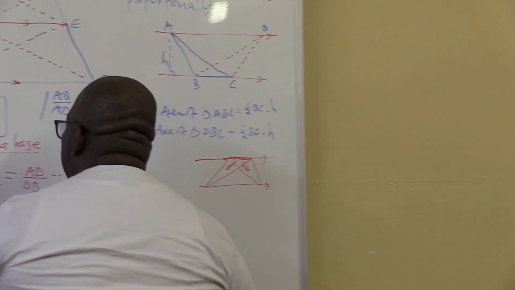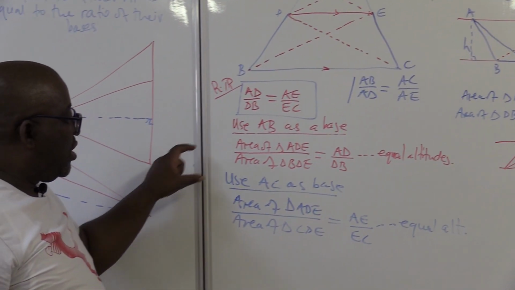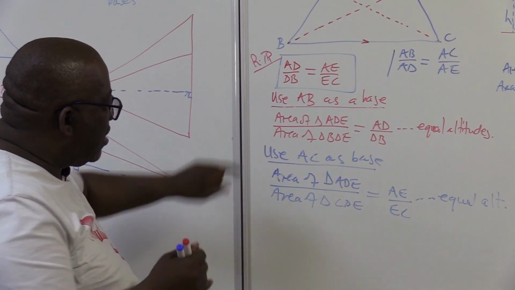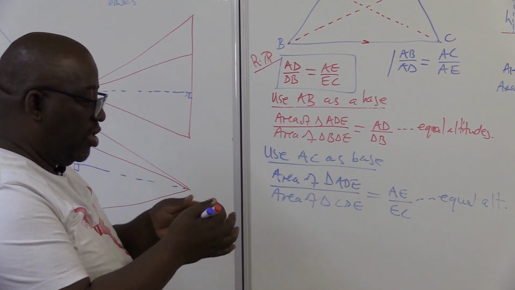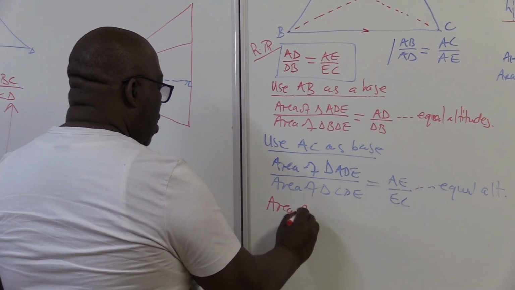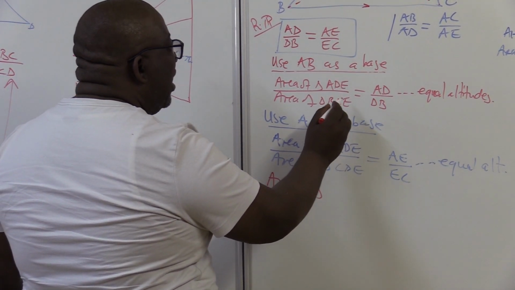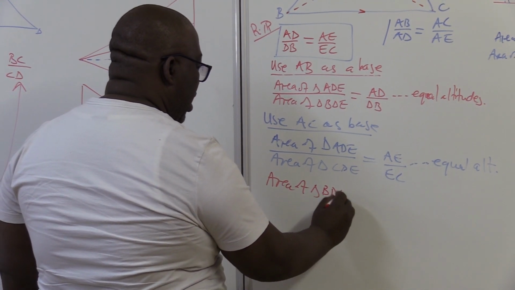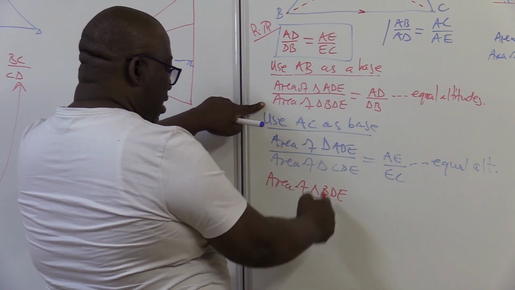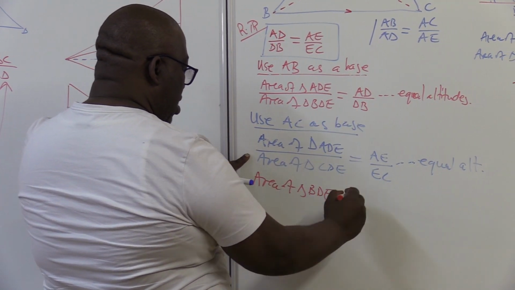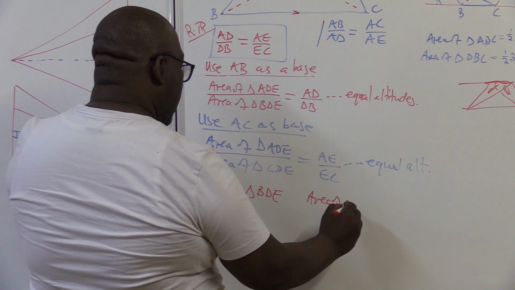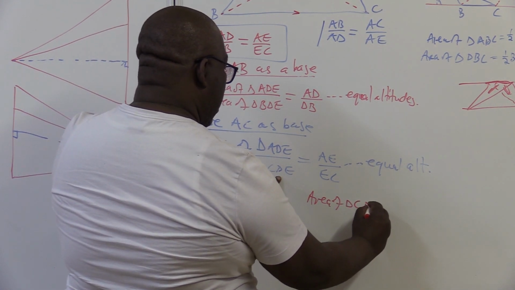Now let's come back to the problem. Remember, we wanted to show that this whole part is equal to this whole part. We said this is exactly the same as this one. Let's look at our denominators. What is our first denominator? This is the area of triangle BDE. We want to compare it with the area of triangle CDE. Let's look at those two.